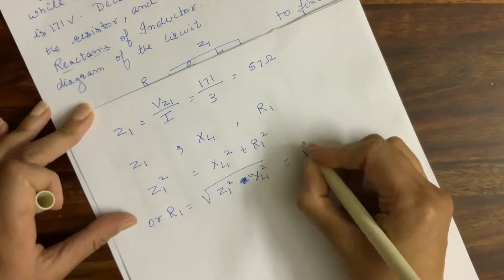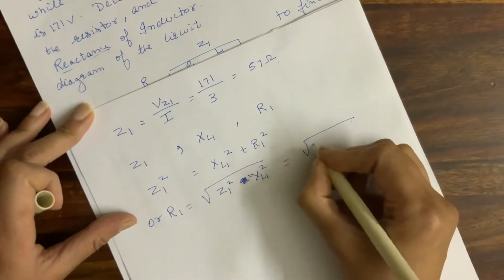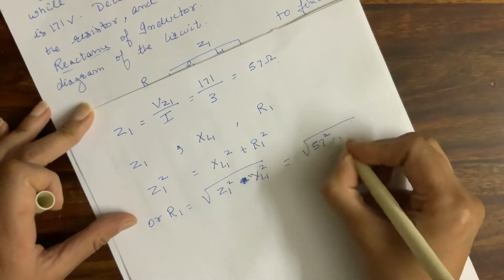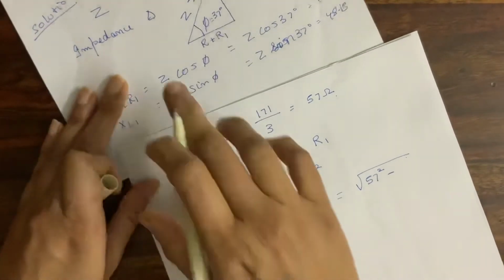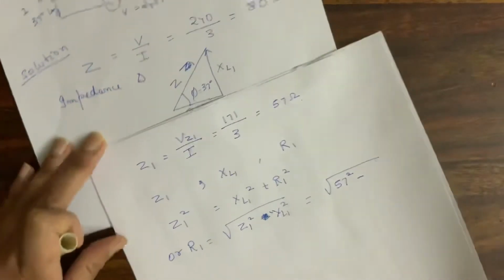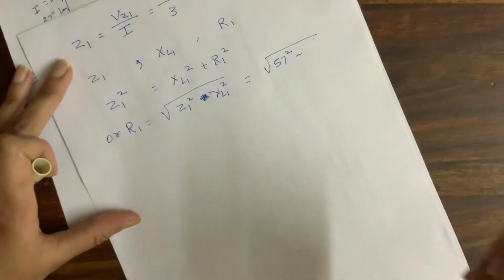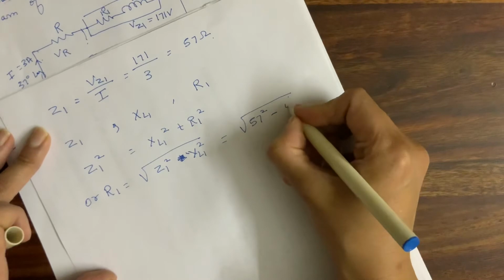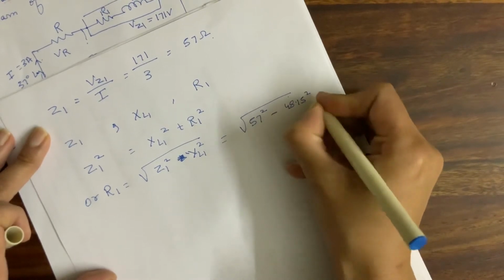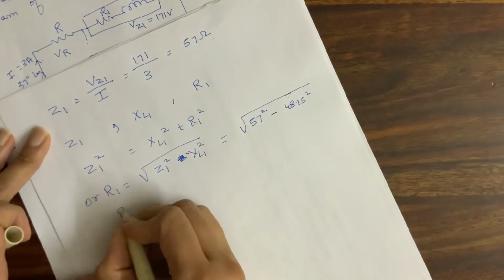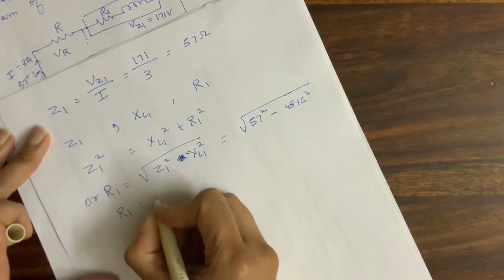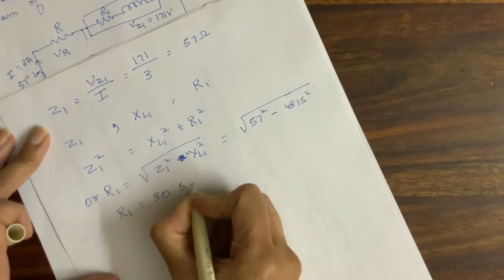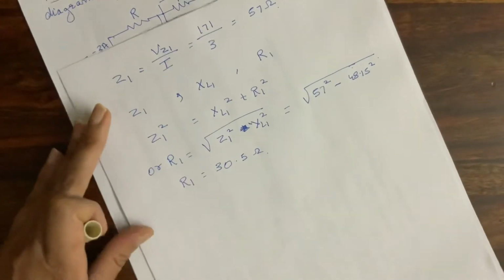So this is equal to the square root of 57 squared minus 48.15 squared, where XL1 came out to be 48.15. So my R1 came out to be 30.5 ohms.